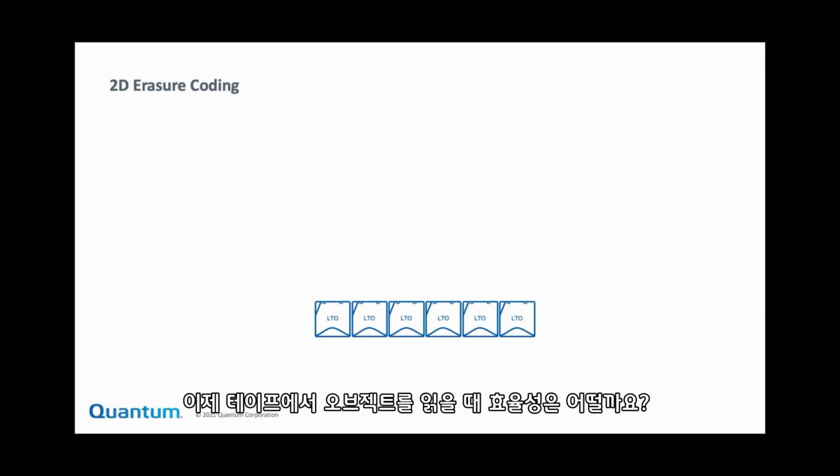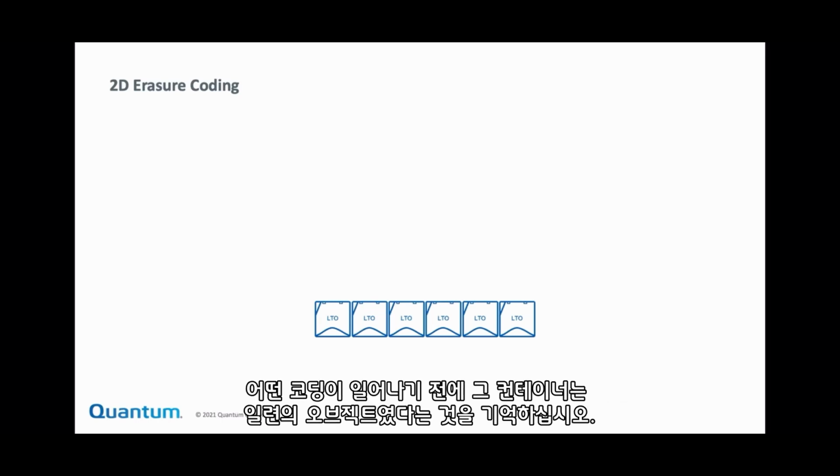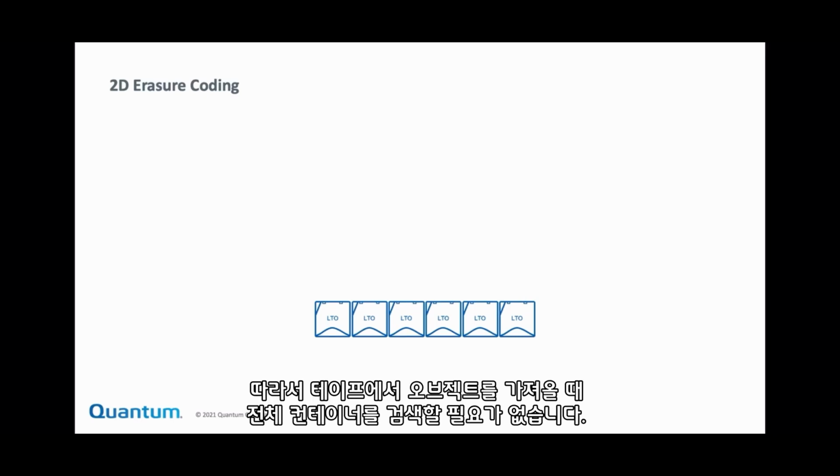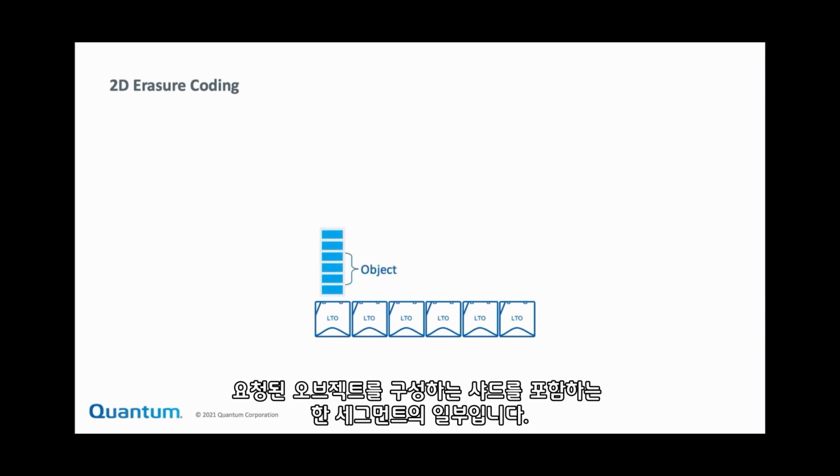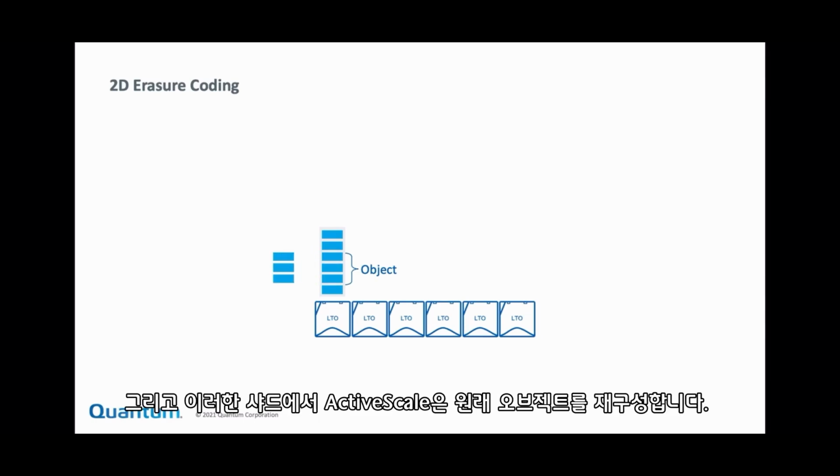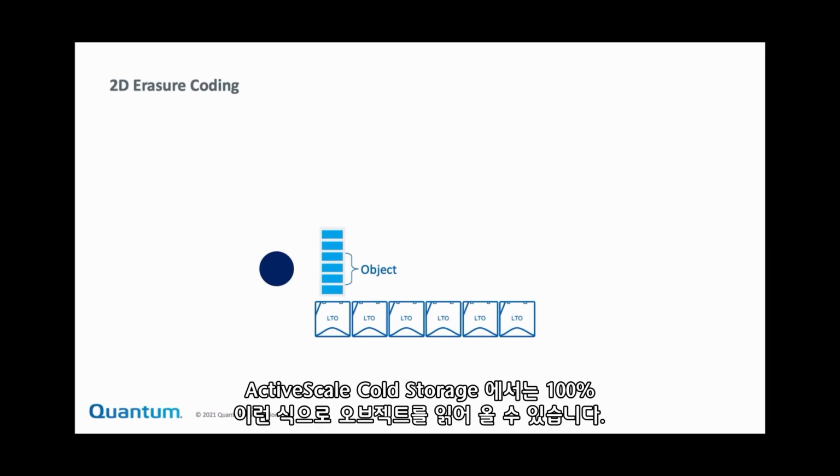Now what about efficiency when reading from tape? Remember, before any coding took place, that container was a sequence of objects. So when we get an object from tape, we don't need to retrieve the entire container, just the part of one segment that contains the shards that make up the requested object. And from those shards, ActiveScale will reconstruct the original object. And this is the norm. Very close to 100% of the time, we'll get the object back in this manner.